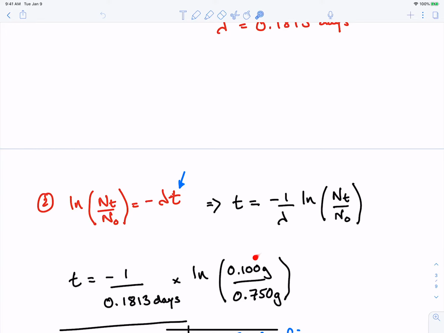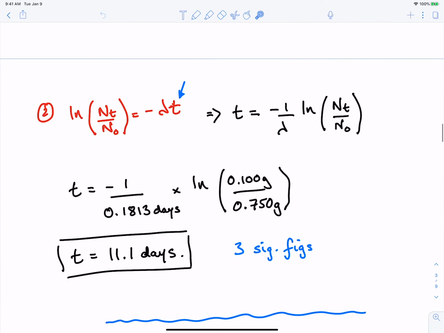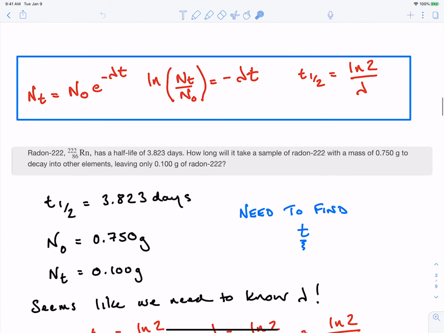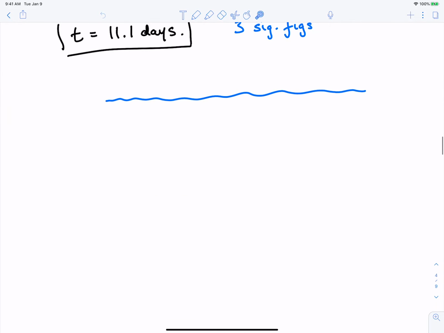We're given NT in the question. We're given N0 in the question. We just calculated lambda. We put them all together in our calculator. And what we end up with is T equals 11.1 days, because of course this was in days. So the answer is 11.1 days, and this of course is to three significant figures, because when we look at the lowest number here, this is three significant figures. So it takes 11.1 days for radon 222 to go from 0.75 grams to 0.1 grams. And so that's just using those equations.